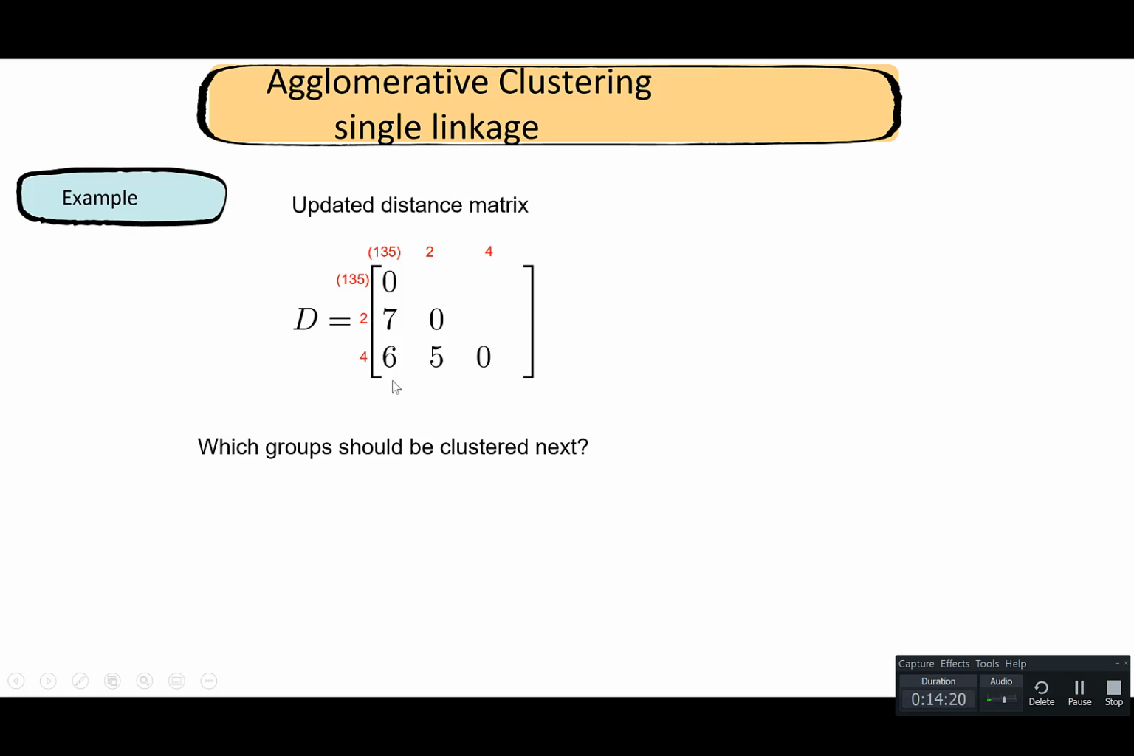So now we are ready for the next step of clustering. Which group should we cluster next? So locate the minimum item. So that's 5. Let's see. So you can see that this is the minimum element here. So basically we should be grouping elements 2 and 4.